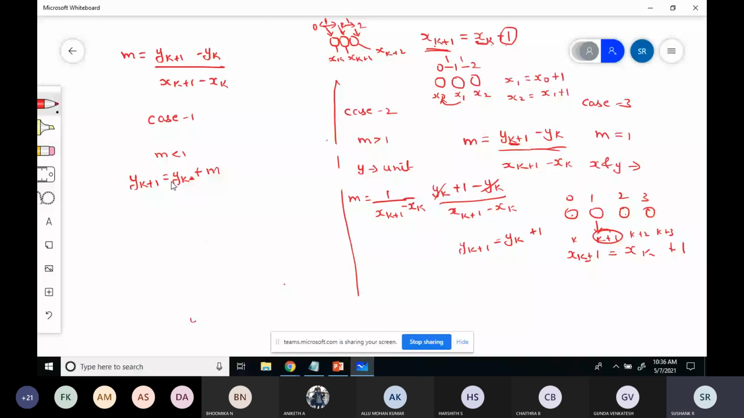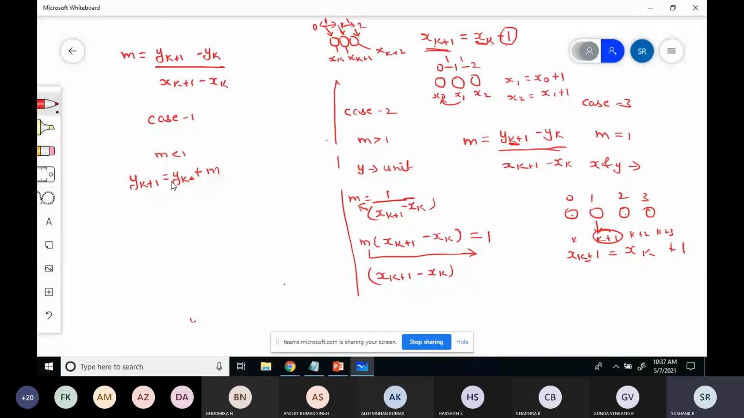Is this point clear? So now here the y is getting cancelled. So I want to simplify this further. What I will do is multiply this with the slope, so it will become m into x of k plus 1 minus xk is equal to 1. Now again I will shift this to the denominator: x of k plus 1 minus xk will be equal to 1 by m. After that, I want to find x of k plus 1, so I just shift this to the right hand side. So x of k plus 1 will be equal to 1 by m plus xk.